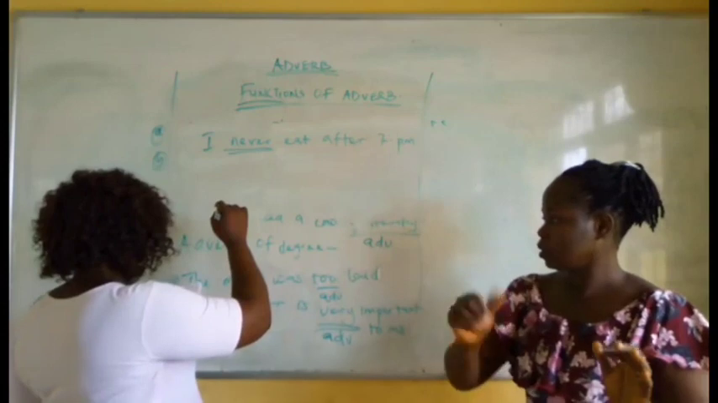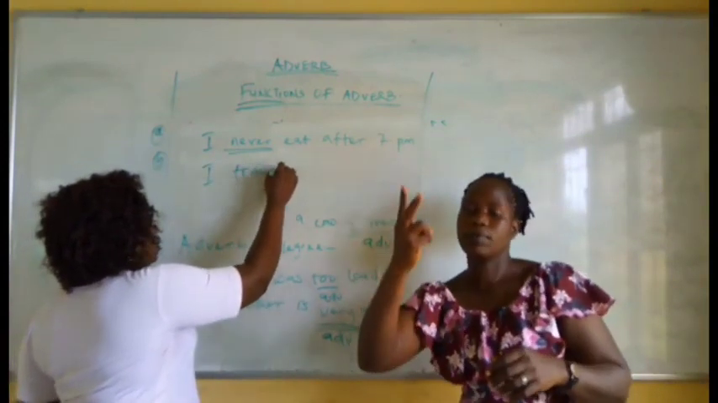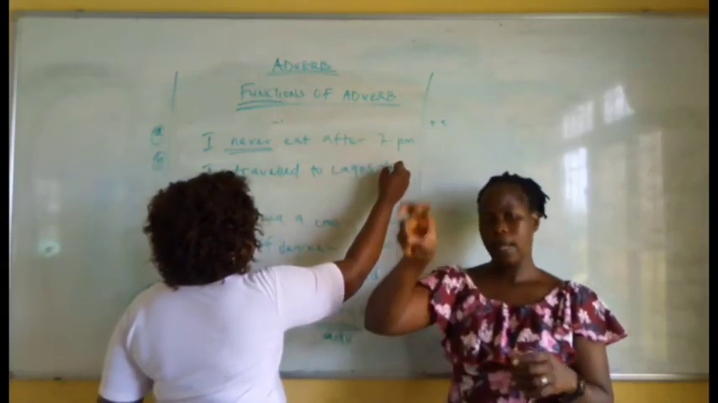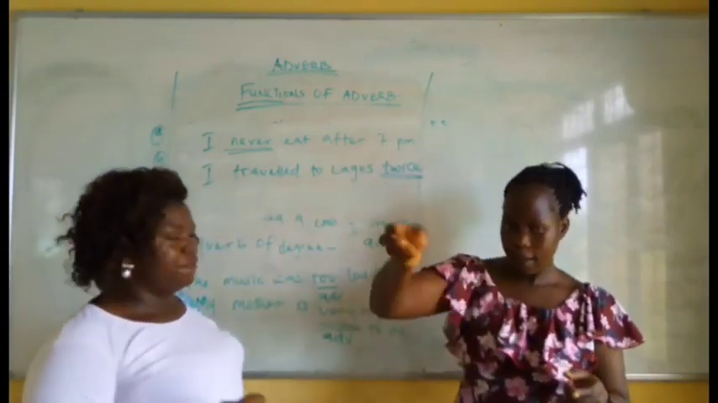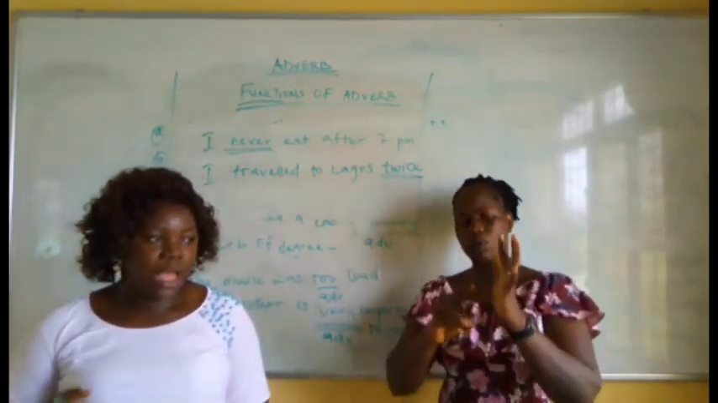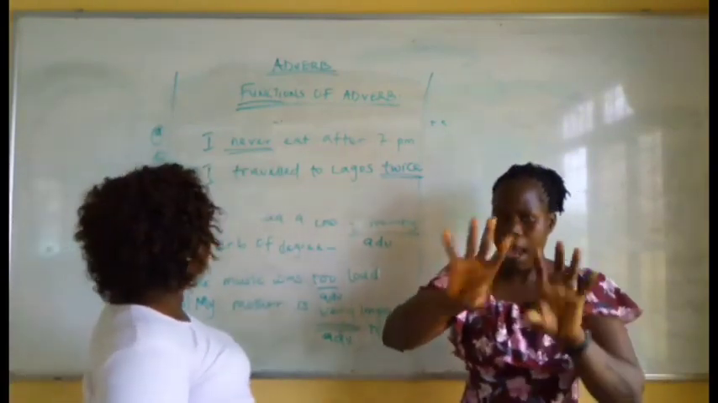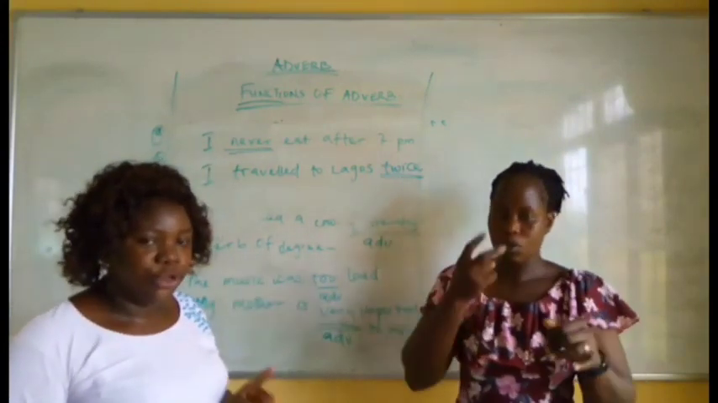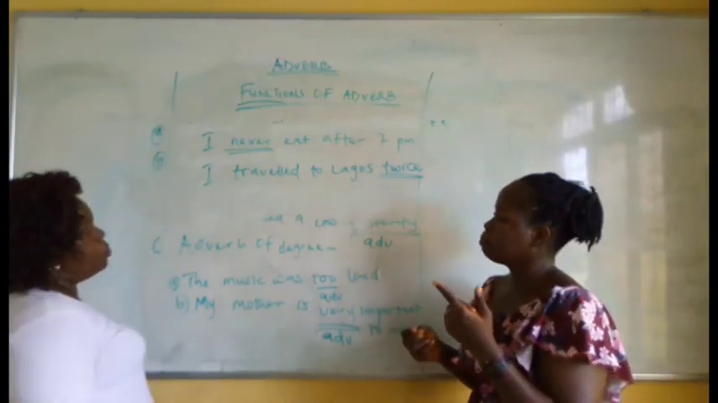Another one here is twice. I traveled to Lagos twice. Twice shows us the frequency. That is, it shows us the frequency, adverb of frequency. How many times do you travel to Lagos? Twice. Just twice. Do you understand? Now, quickly, let's move to position of adverb.